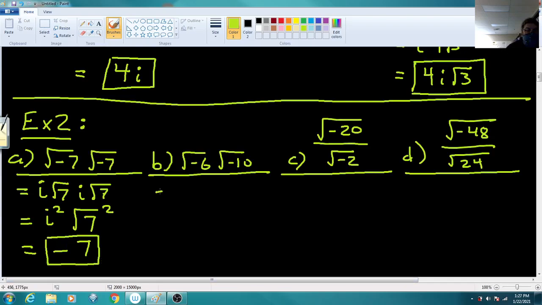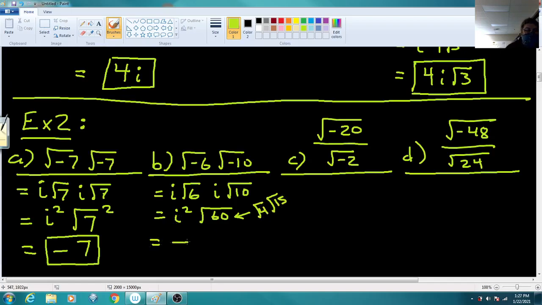For this one here, this is going to equal i times the square root of 6. This will be i times the square root of 10. i times i is i squared. The square root of 6 times the square root of 10 is the square root of 60. Now that this is a positive number, we can say that the square root of 60 is the square root of 4 times the square root of 15. So i squared is negative 1. The square root of 4 is 2. The square root of 15 is the square root of 15. It doesn't simplify nicer. So that is our answer to part B.